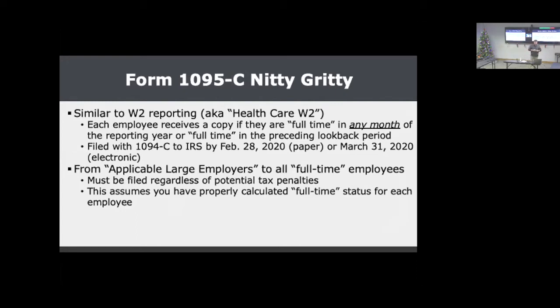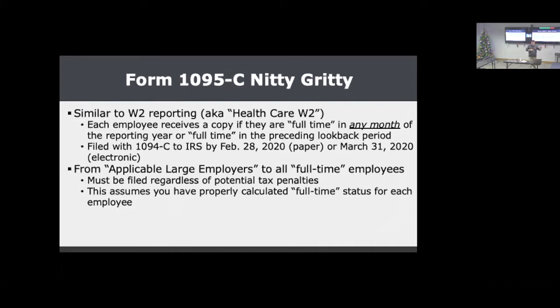This again assumes that you've calculated full-time status for each of your employees. Easy breezy for all your full-time teachers, administrators, 12-month people. We know in at least 1 month they're probably full-time, right? That's not what we're worried about. But the government says it's also perjury if you failed to send us a form when you should have, right?